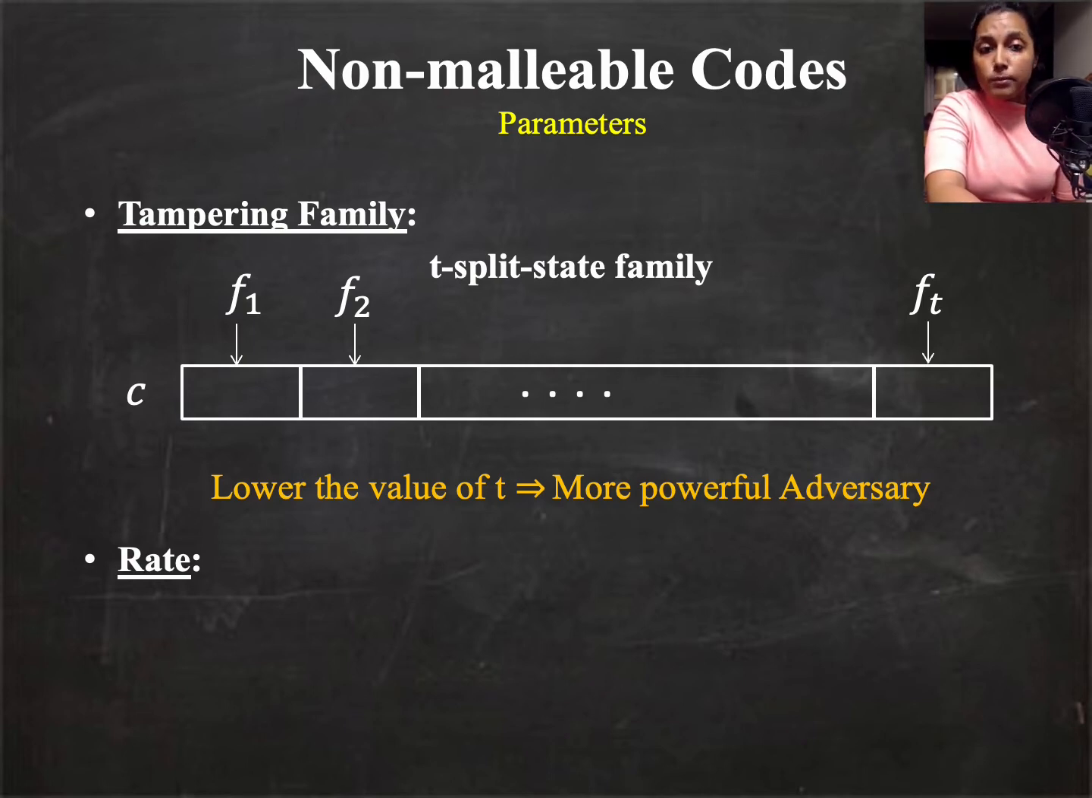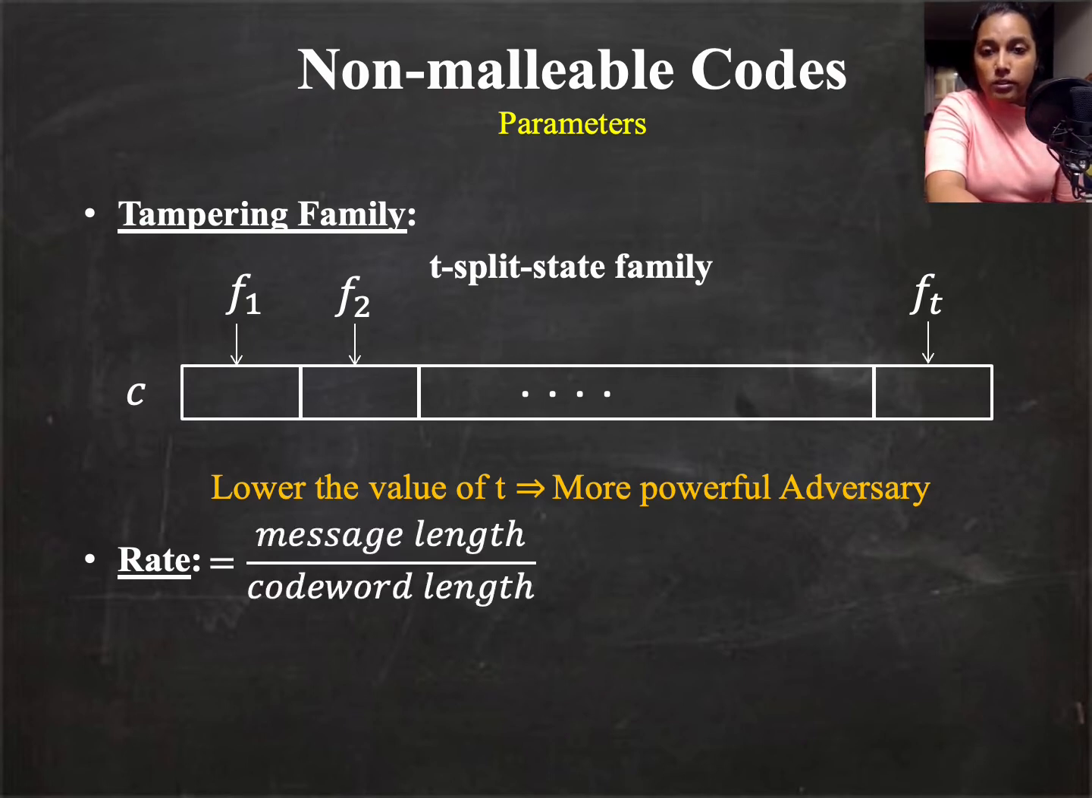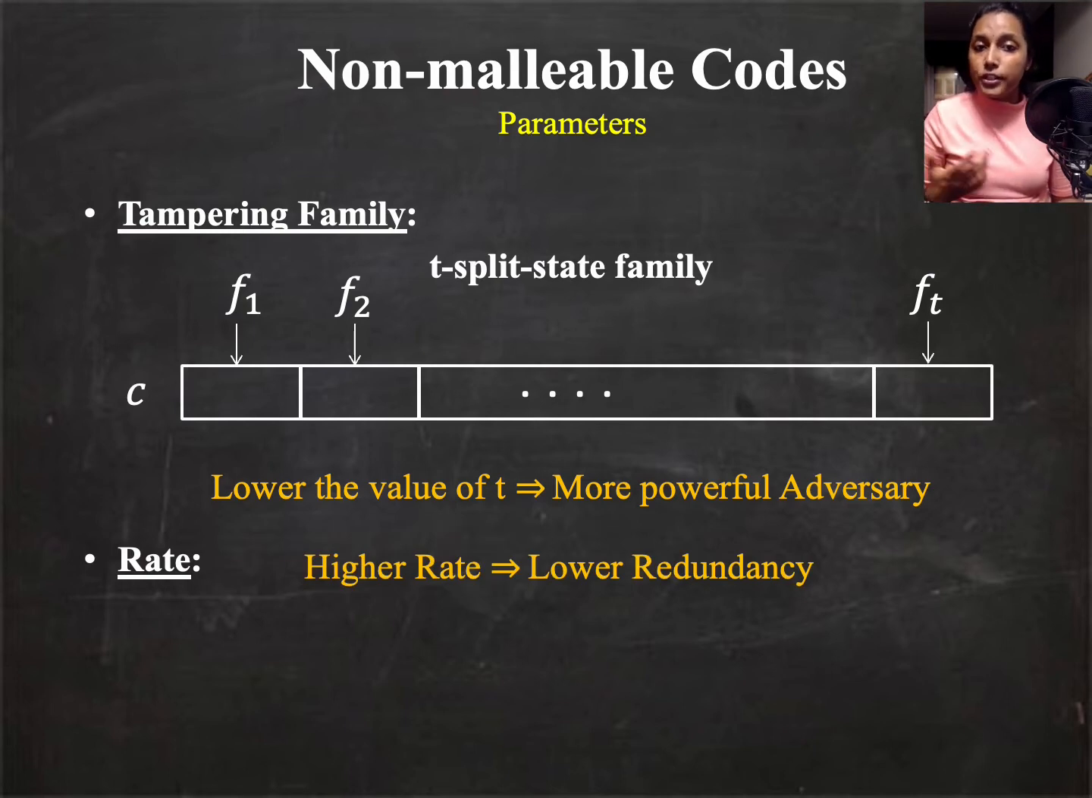Coming to the second parameter of interest, which is rate. It is formally defined as the message length to the code word length ratio. And particularly, if you notice, this measures the redundancy that you introduced into the code word. The higher the rate is, the lower the redundancy introduced, which is what is desired. You do not want to blow up the code word size by a lot.